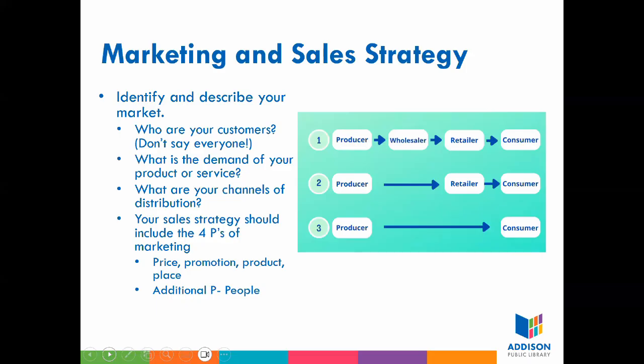Product is just as it sounds too: what is the product or service that you're selling? And then place is where you are marketing this. So is it at that end cap? Is it through that direct mailer, or is it word of mouth or a trade show or things like that? So those are the four main P's of marketing, and then the fifth one is people. Think about that customer that you have.